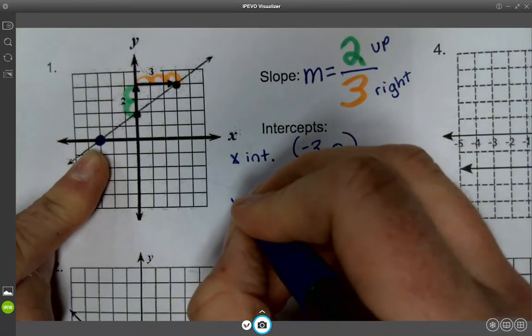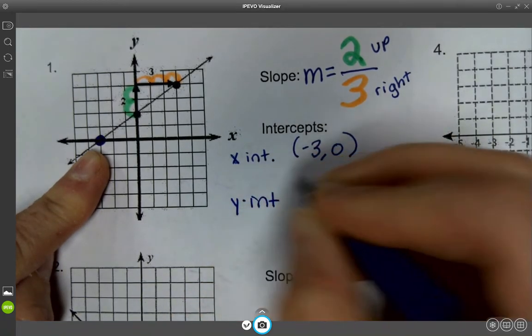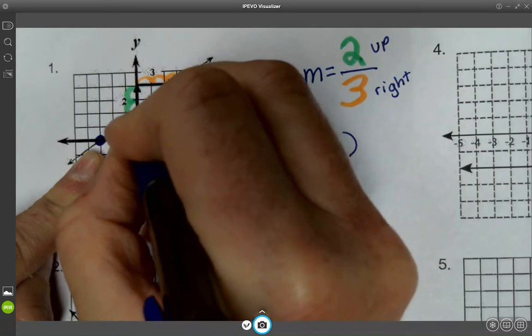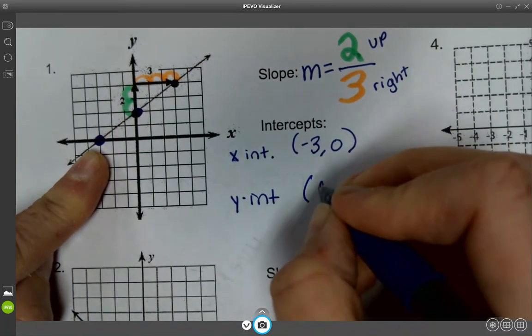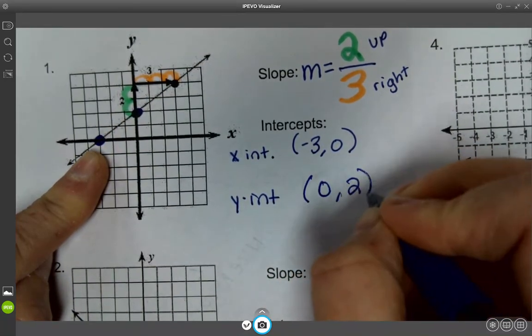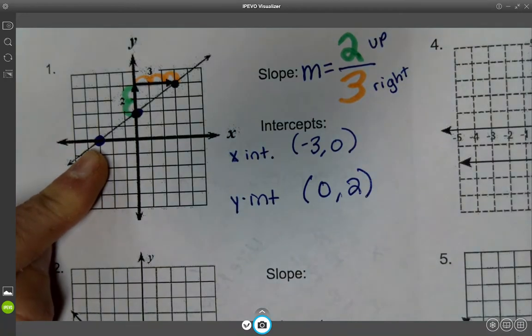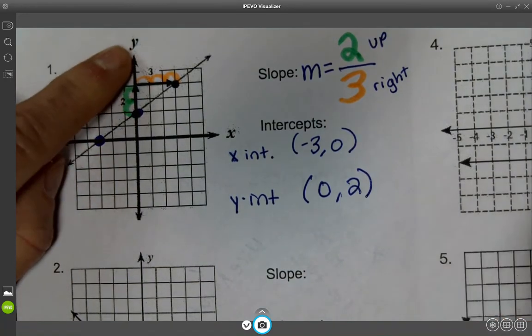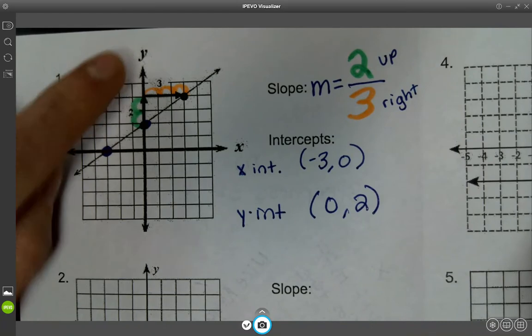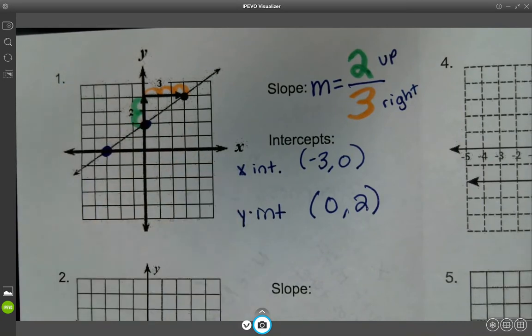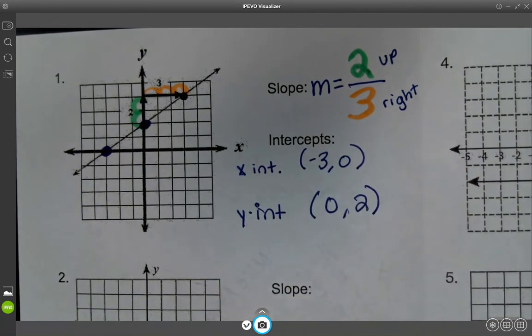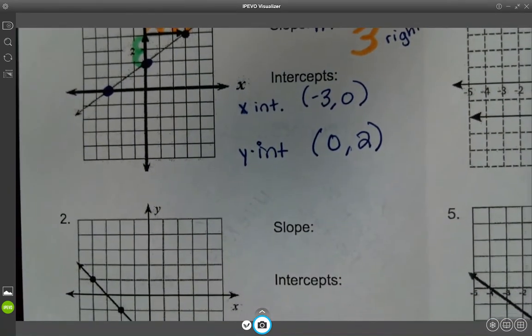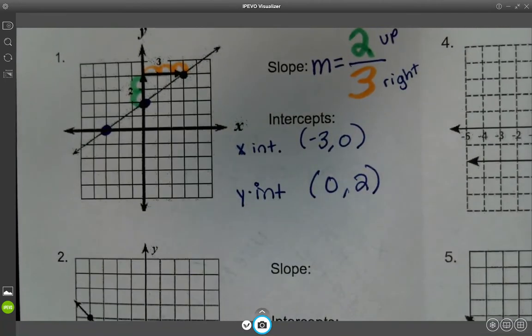Our y-intercept, it's right here, 0, 2. So it's where it crosses the y-axis. So see how the y is labeled? The x. Okay. So you want to do your x and y intercepts and your slope on each one of these.